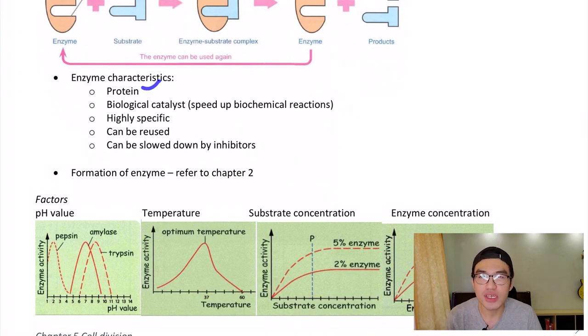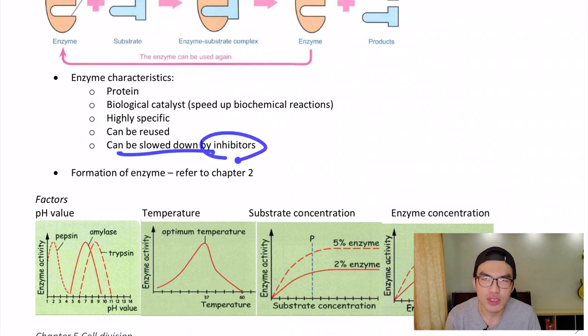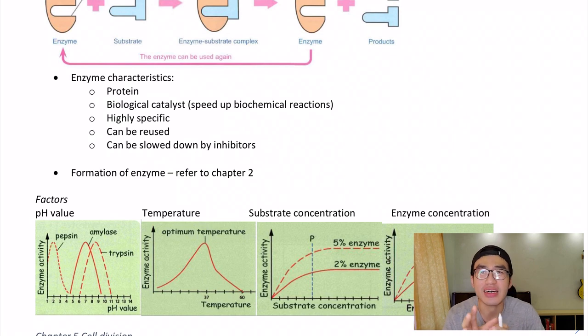So characteristics, I've already mentioned all. So they are a protein, I mentioned just now. They are a biological catalyst. I'm sure you learn catalyst in your Haber and your contact process. Means something to speed up a chemical reaction. So this being a biology catalyst, we call it biological catalyst. They are highly specific, means they only bind to a type of substrate. They can be reused, mentioned that already, and can be slowed down by inhibitors. What are inhibitors? Inhibitors are a substance that has a very similar shape to a substrate. They will compete with the substrate for the active site, means they will reduce the rate of reaction.